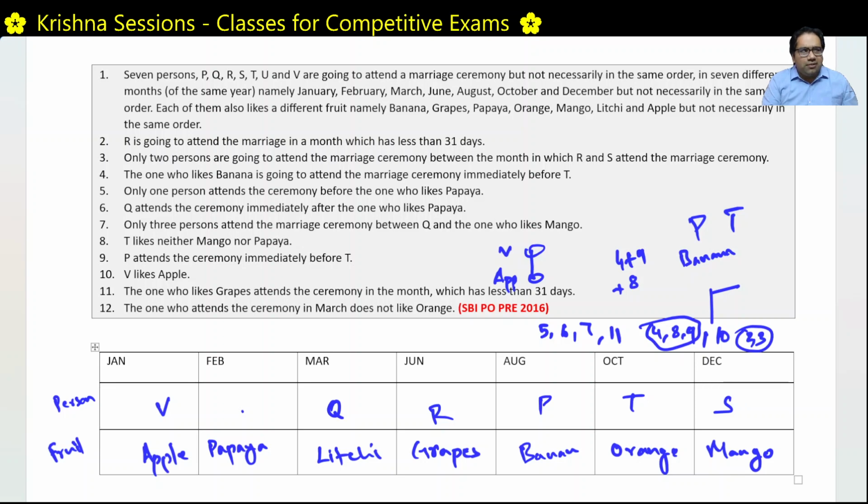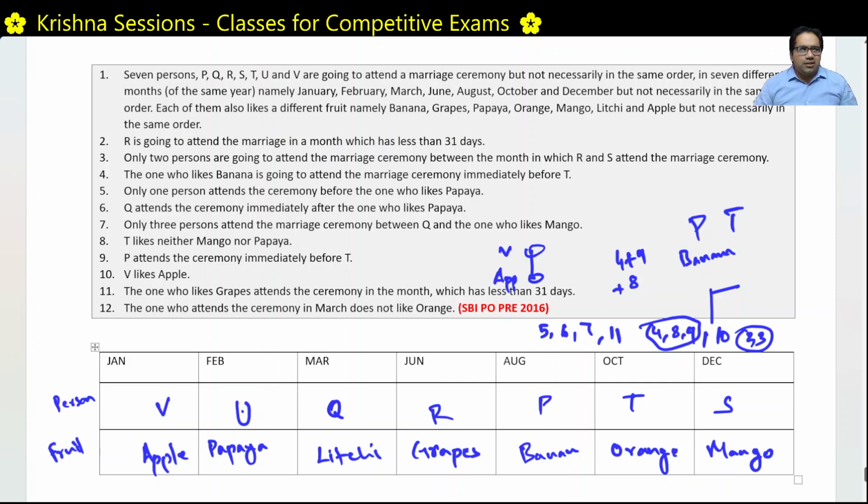And what is the person left? P, Q, R, S, T. U is not done. V is done, right? So that means this guy is U. This guy is U. Let's relook at all the conditions and see whether our solution is satisfying this or not.